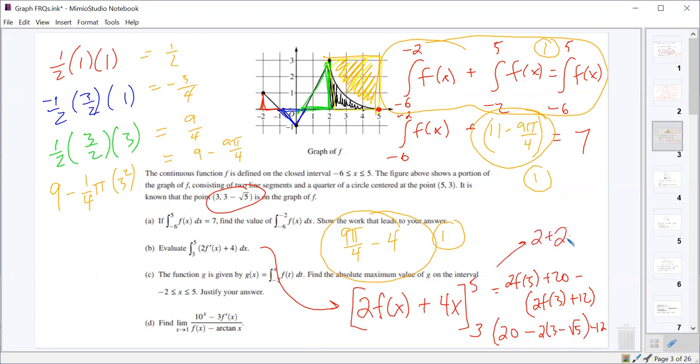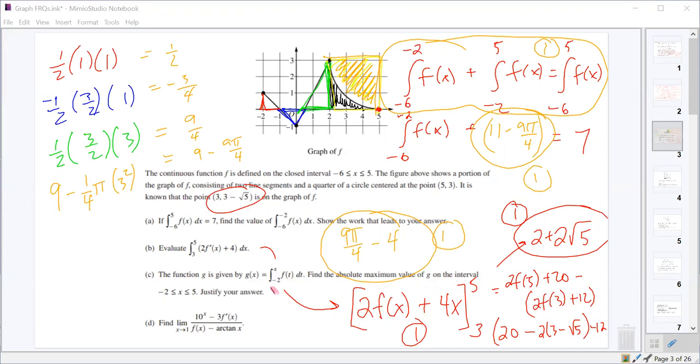That seem good to everybody? Yeah. That was worth 2 points: 1 if you correctly got this integral, and 1 if you correctly got the answer. Everybody okay with that? Zoom, are you all okay with that? Yeah. All right. Part C.